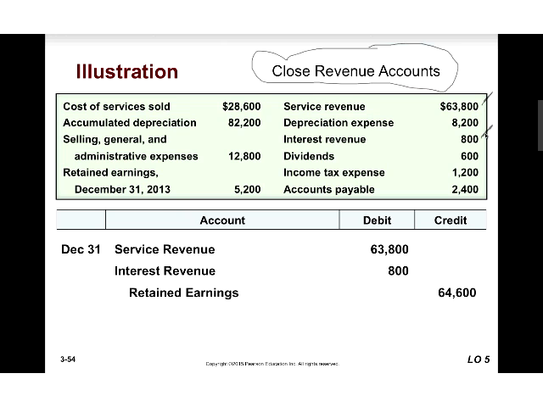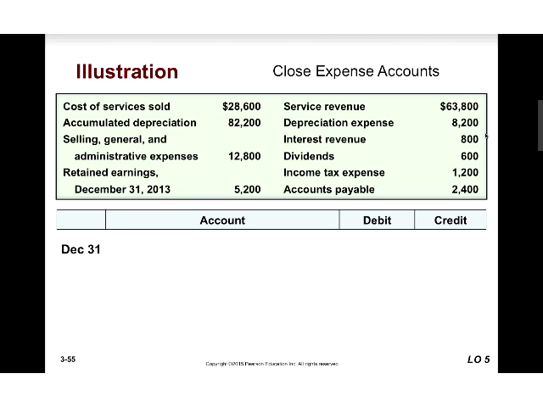Next up, we're going to do the closing entry for the expenses. Now, the closing entry for the expenses, so now we're looking at these expenses. We're closing our expense account. So now what we need to do is we need to identify every expense account. So we'll go through here. Okay, I've got one right here. I've got selling and administrative expenses. I have depreciation expense. That's another one. I have income tax expense.